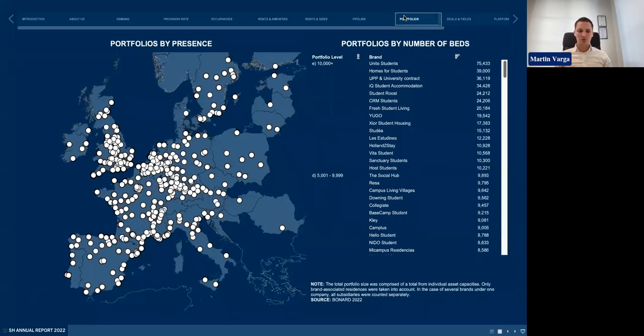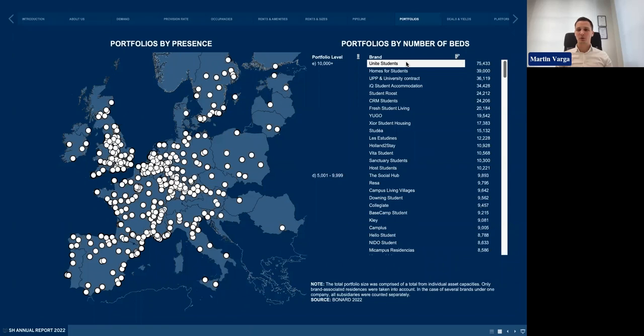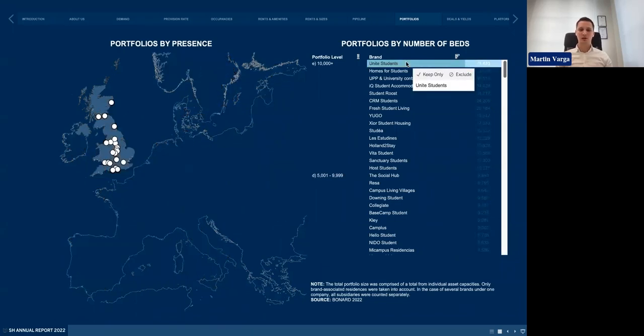Our team, due to granular data on the asset level, managed to put together all the portfolios in the student housing in UK and continental Europe with a granular understanding of the ownership structure, territorial footprint, and their sizes. You can see the ranking by the brands on the right side. So Unite remains the top portfolio with more than 75,000, with a presence mainly in the UK and only in the UK, as you can see.